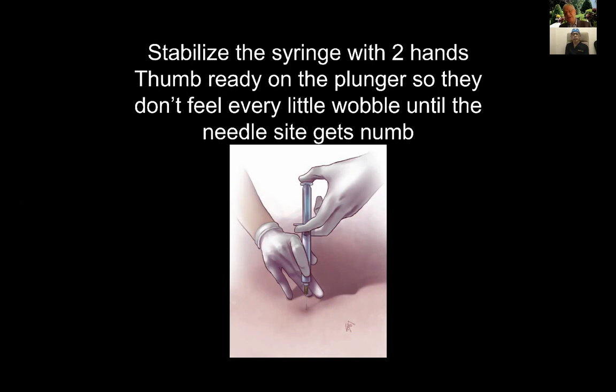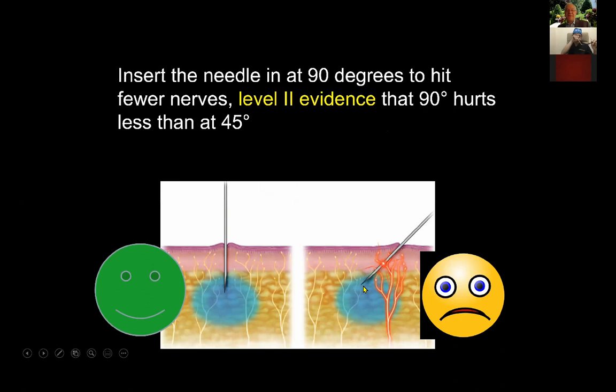That way they won't feel every little wobble. And you see that I'm perpendicular to the skin. Why? Because if you go parallel to the skin, you're going to hit more leaves of the trees in the dermis. Nerves are like trees with trunks in the fat and branches, and the leaves of the trees are in the dermis. So there's a lot more nerve endings in the dermis. The more time you spend with your sharp needle going through the dermis, the more leaves you're going to hit. And there's level two evidence in humans that it hurts less to go in 90 degrees than 45 degrees. So try to go in perpendicular if you can.